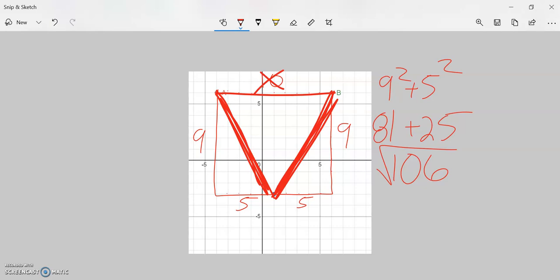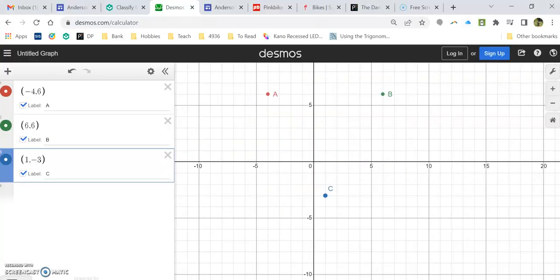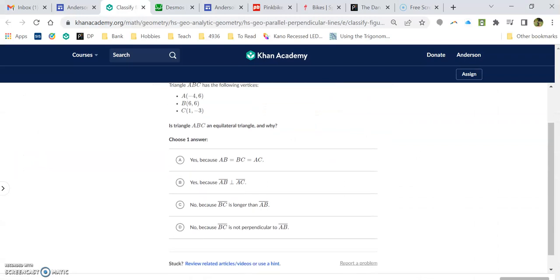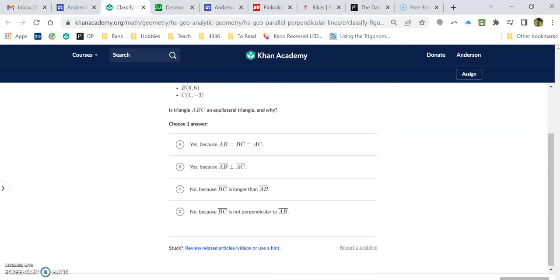So AB is the problem here. Let's see here. It's going to be this one. No, because BC is longer than AB.